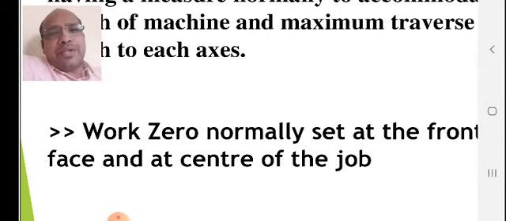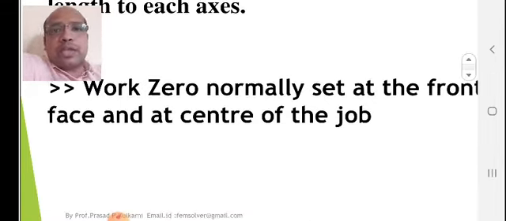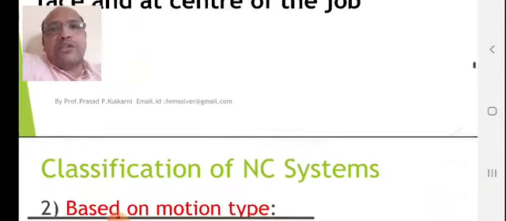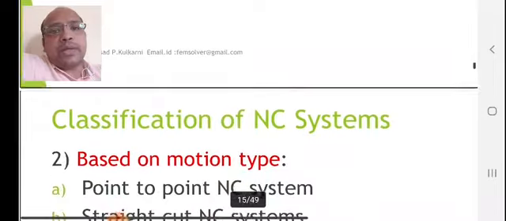Sometimes in examinations we are asked to write a part program, but the work 0 is not defined, so we have to assume this work 0. So you can take work 0 at the front face at the center of the job, or you can take it at any space on the work. So you must assume work 0 on the surface of the workpiece itself. So work 0 is important to write a part program. It is a reference position to define coordinates in a part program.